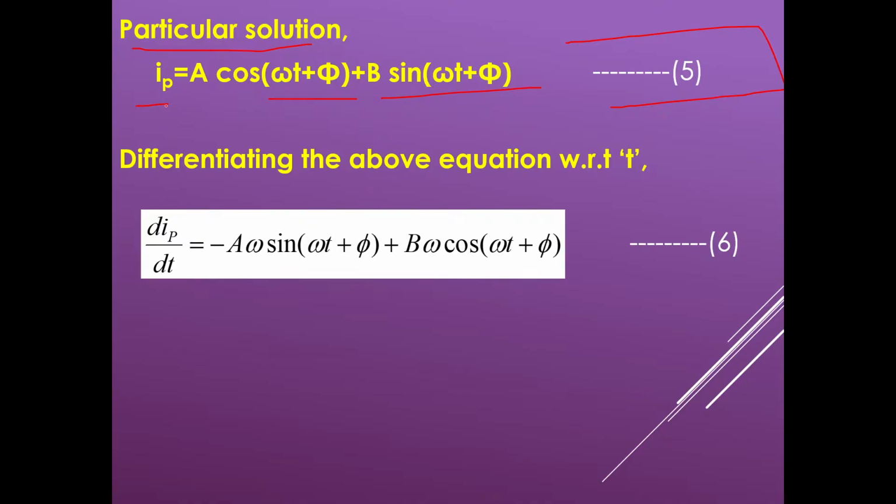Now differentiate this equation number 5 with respect to time. If you differentiate it with respect to time, you will get d by dt of I_P is equal to minus, A is constant of course, differentiation of cos omega t will give minus omega sin(omega t plus phi), and differentiation of sin omega t will give omega cos(omega t plus phi). Consider it as your equation number 6.